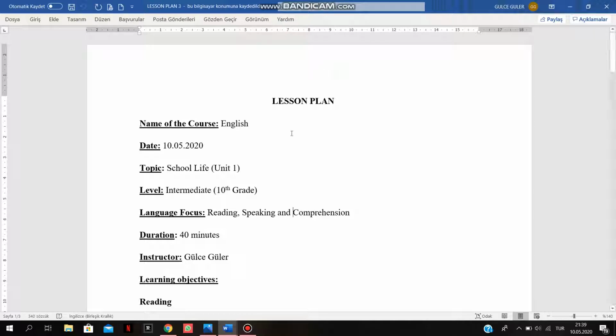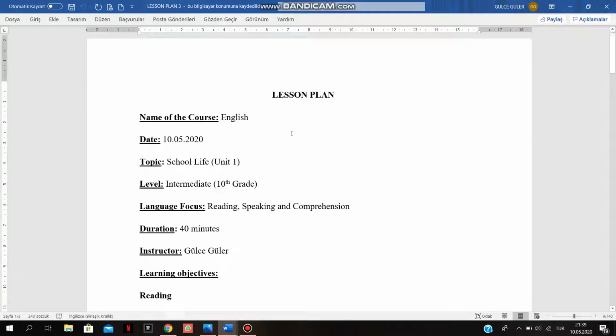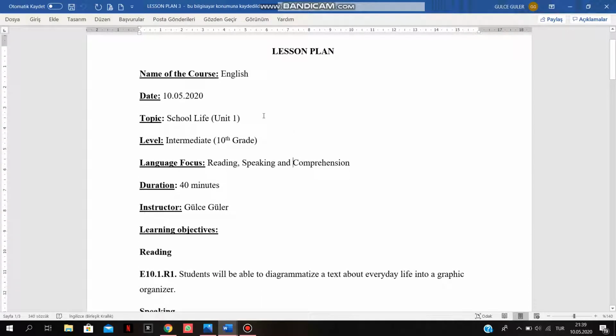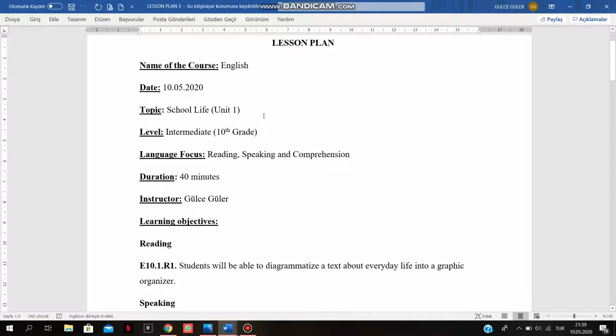Again, the level is for intermediate 10th grade high school students, and this is for the first unit, school life. The language focus is on reading and speaking comprehension. I thought that the listening skill needs more time in a lesson, so I couldn't add listening audio or videos for this lesson because there are reading and speaking activities and tasks. So maybe the listening skill can be taught in another 40 minutes, in another lesson.